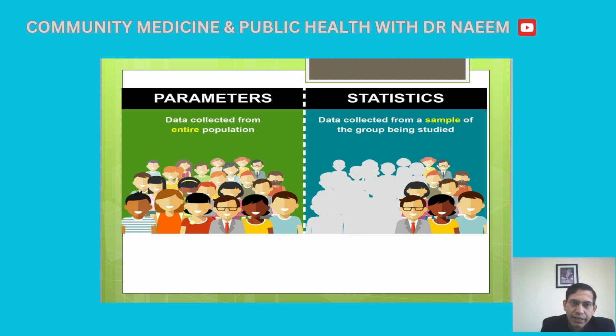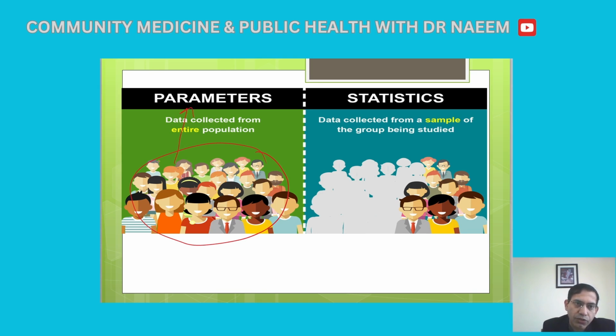Now another term is parameter and statistics. What is meant by parameter? A parameter is a mean value that has been collected when we count all the participants, when we count the population. So the mean weight of the population will be called a parameter.